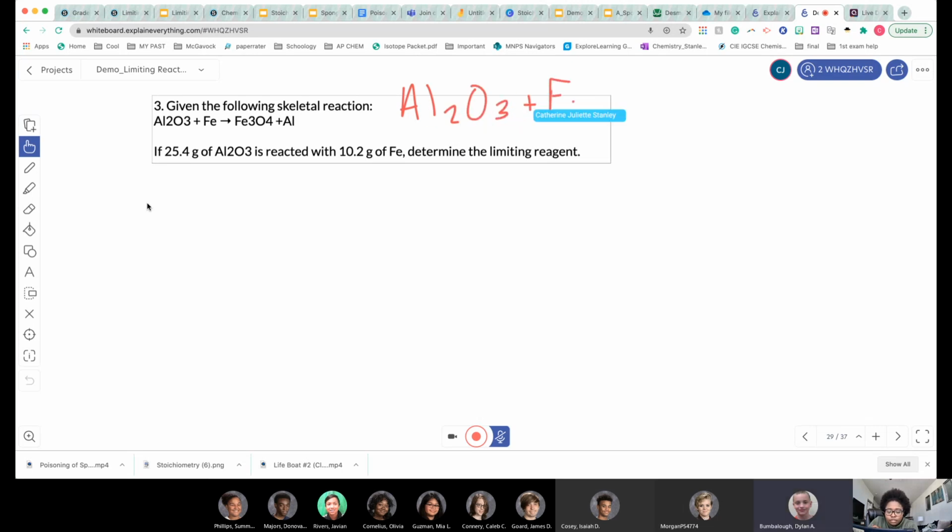Al2O3 plus Fe yields iron oxide. We gotta balance the equation, right? For sure. Okay. How are we going to balance this? I need 2, I need a 4. I can't do it in my head. Blood sugar's low. I gotta write it out. Okay.